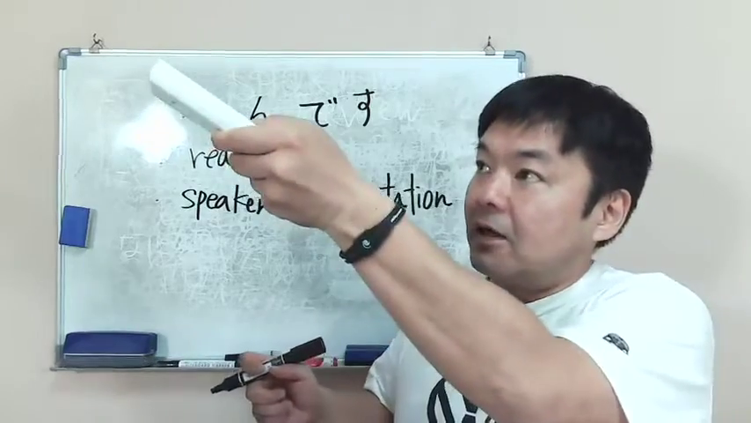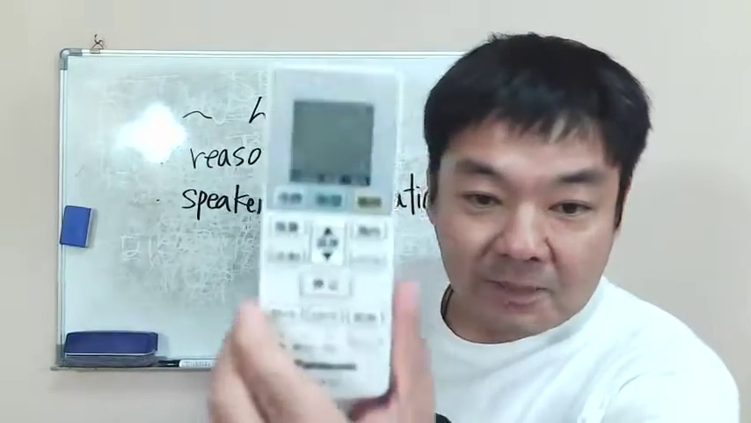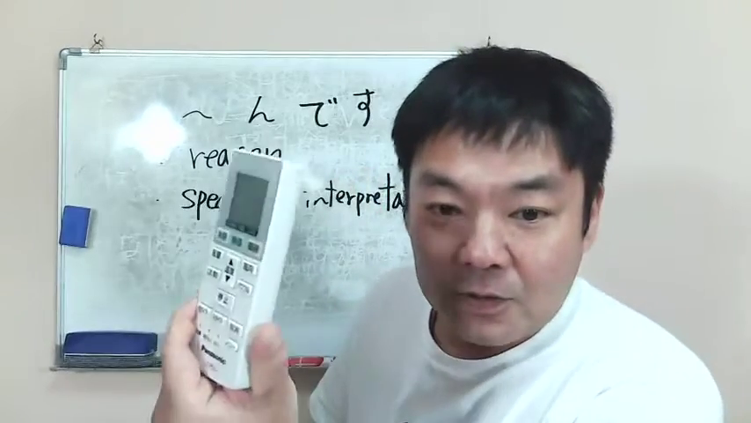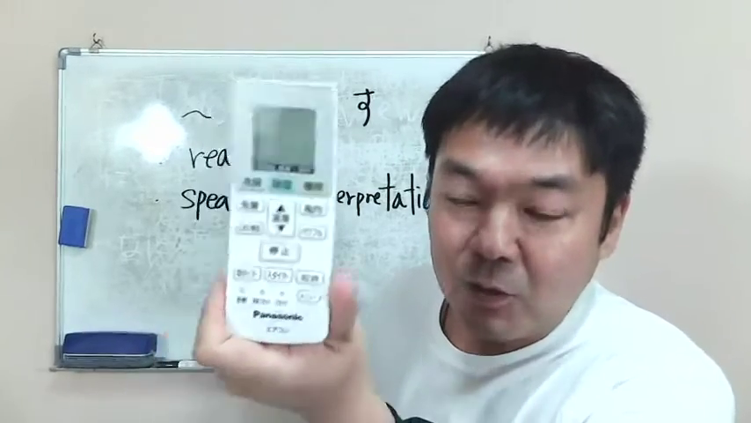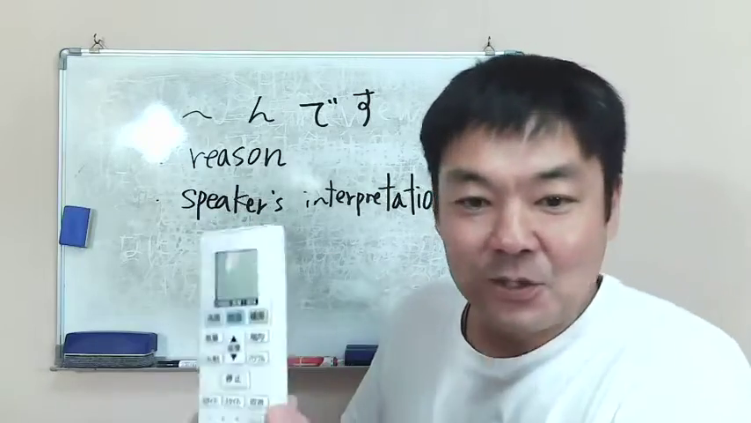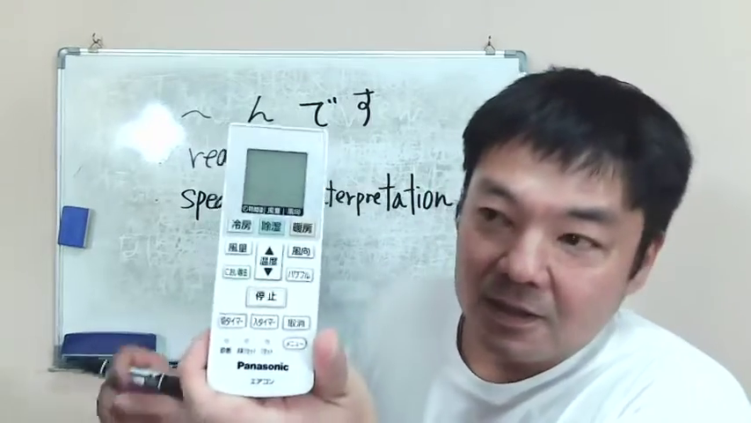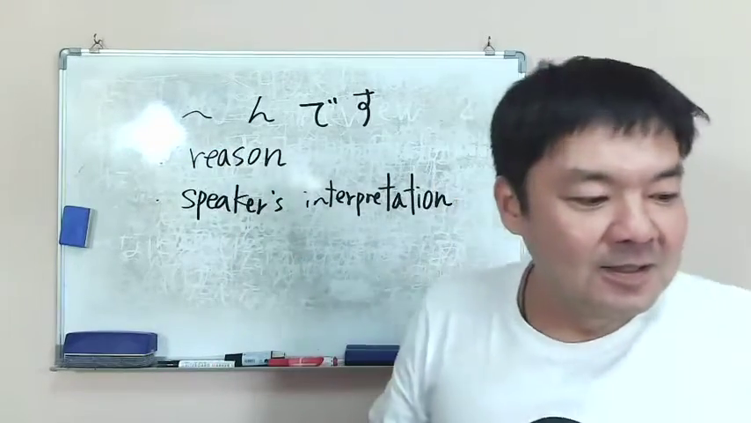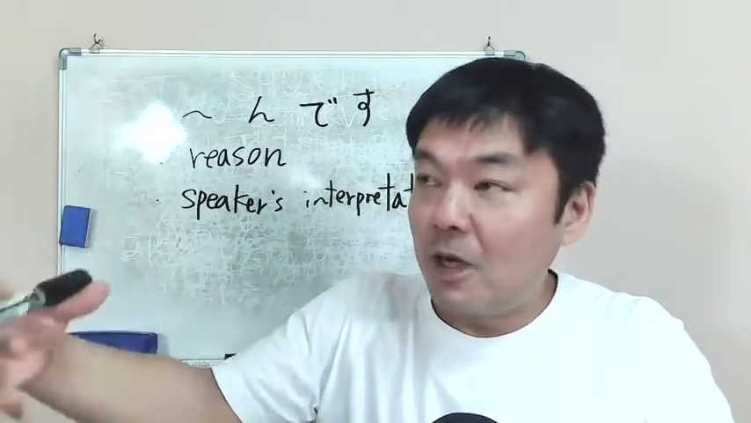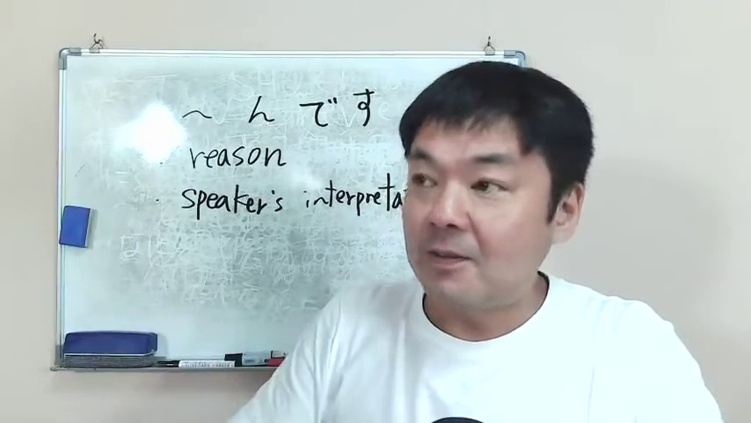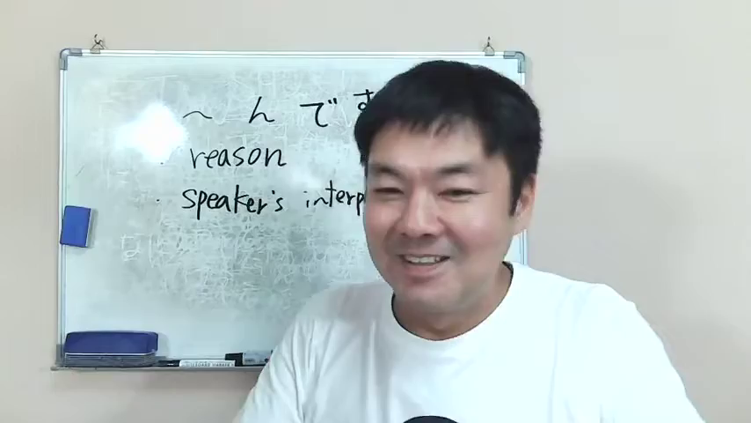Okay, I turn off air conditioner. エアコンを消しました。Usually Japan, air conditioner, これはリモコンです。エアコンのリモコン。Air conditioner's controller. Usually Japanese air conditioner, there are four seasons, so the cool and the warm. When we say air conditioner in Japan, it means the function is both, the cool and the warm.